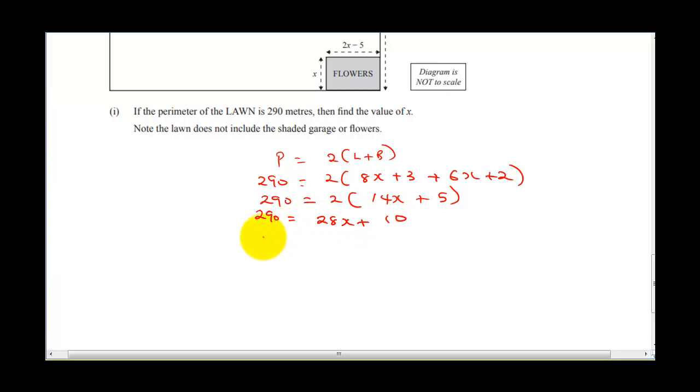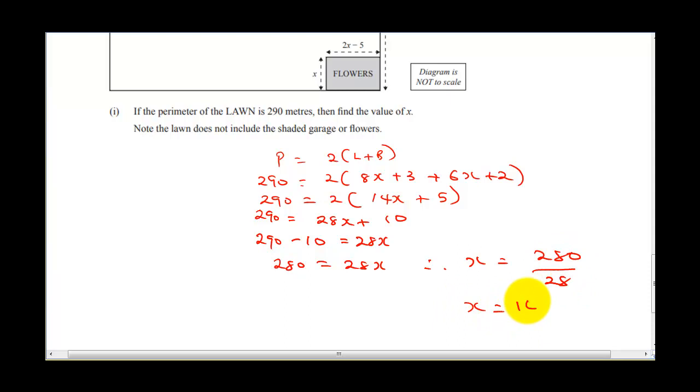Coming over this side, it's going to be 290 minus 10, which will be equal to 28x. So 290 minus 10 gives us 280, which is equal to 28x. Therefore, our x is going to be 280 divided by 28. Now this is going to give you 10. So that means our x is going to be 10 meters.